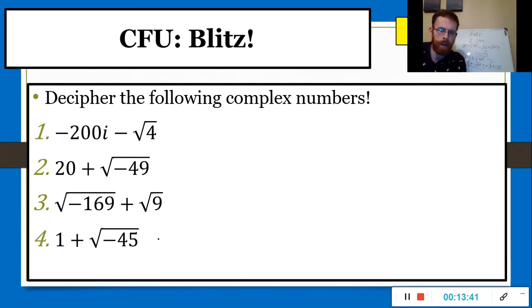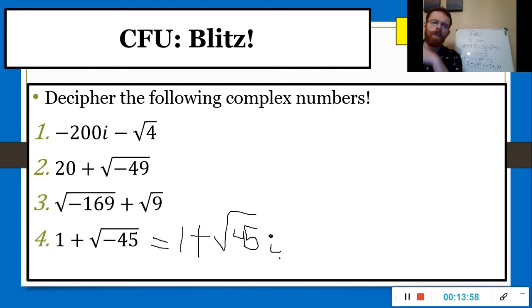Doing the same thing here, I know that, and please forgive me, I ran out of room here, so I'm going to write up there. It's going to be 1 plus the square root of 45 times i. Well, 45 doesn't break down evenly. If you wanted to stop here, I would accept that as an answer because it is a true statement. However, you can break down 45 into smaller square roots, which will be the final part of our lesson.